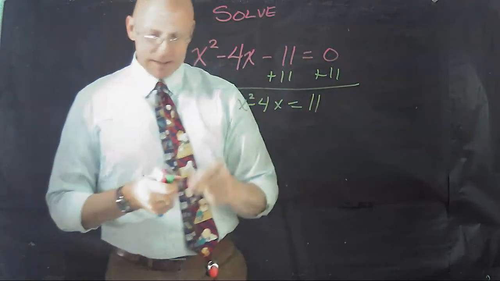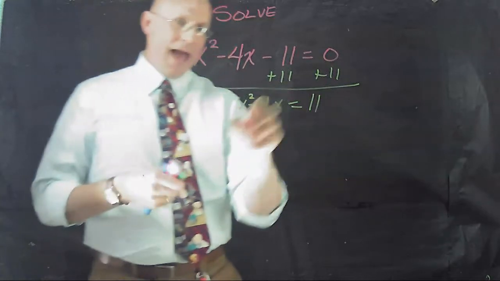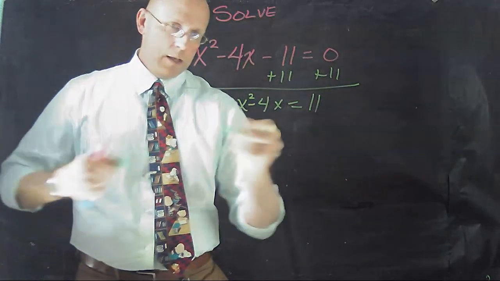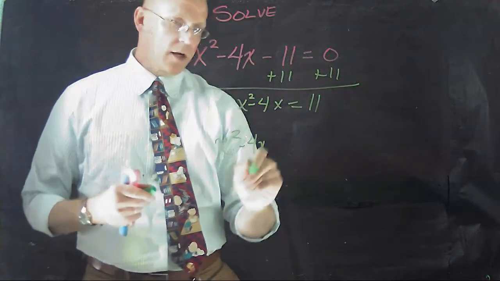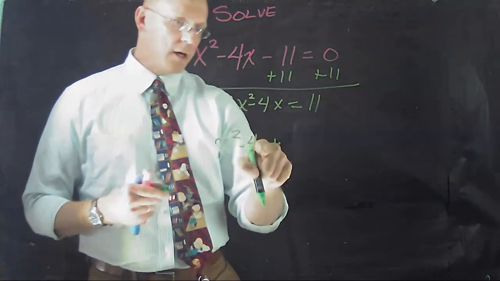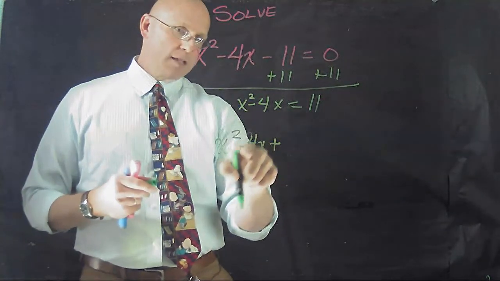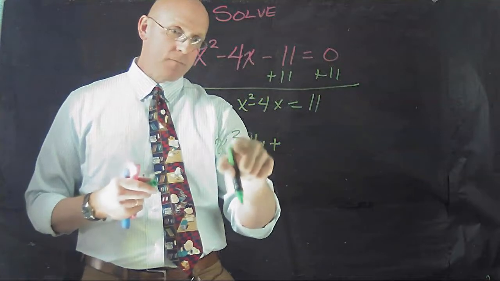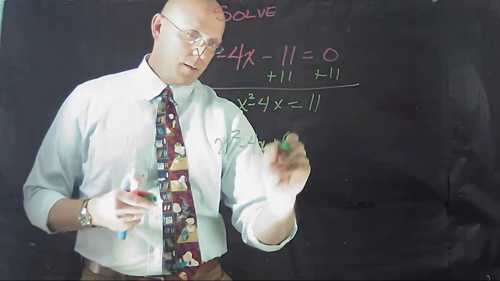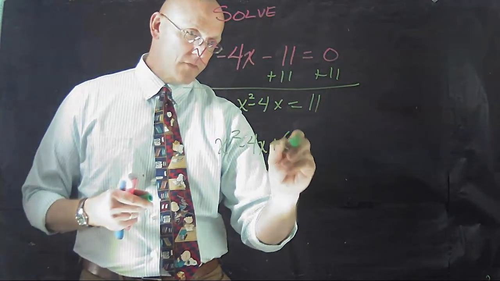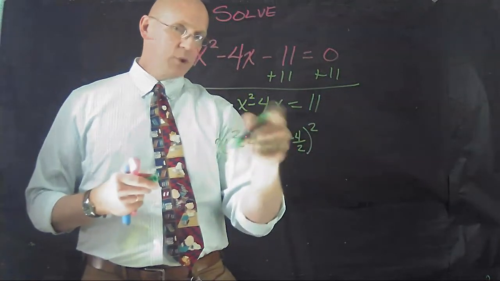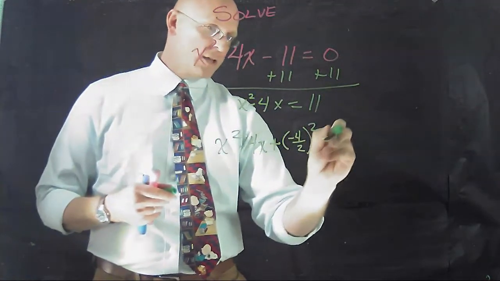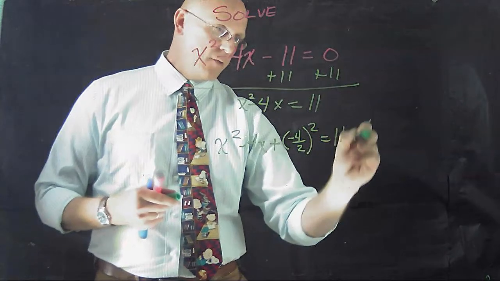On this left-hand side, I'm going to add something to it. X squared minus 4x. Now here's what I'm going to do. I'm going to add a number, and the number I'm going to add is I'm going to take half of this number, okay? So I divide it by 2, and then I'm going to square it. That's what I'm going to do on the left-hand side. Now, of course, that means I have to do the exact same thing on the right-hand side.